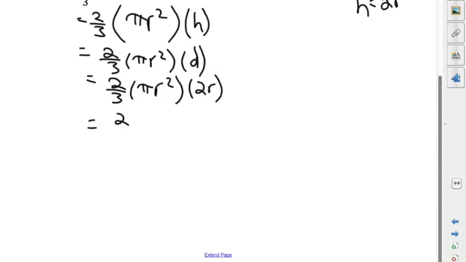Well, I'm going to simplify this. Get rid of all my numbers. Well, what's 2 times 2? That's just 4. So we're left with 4/3 pi r squared times r now. Well, we have r squared times r, which is r cubed.